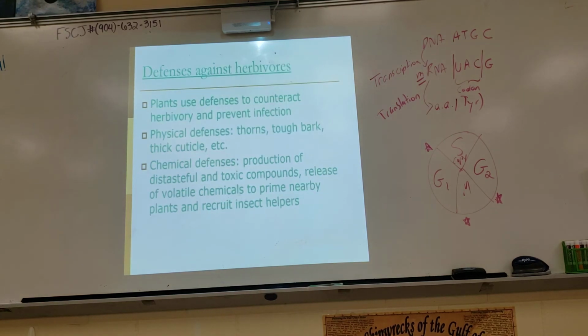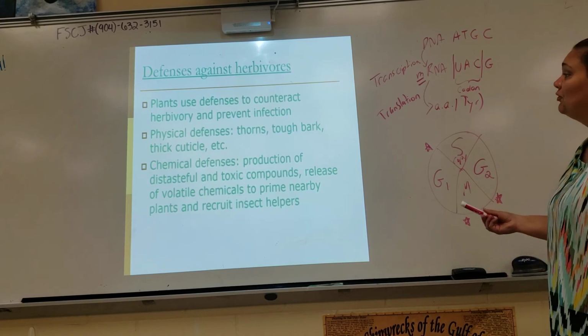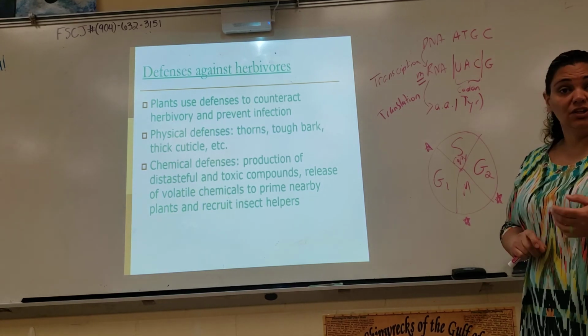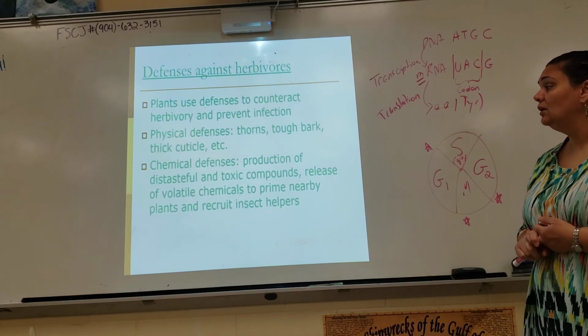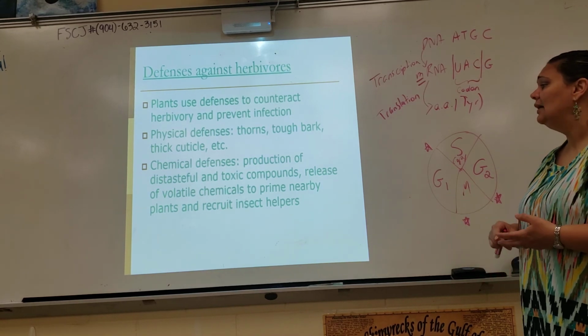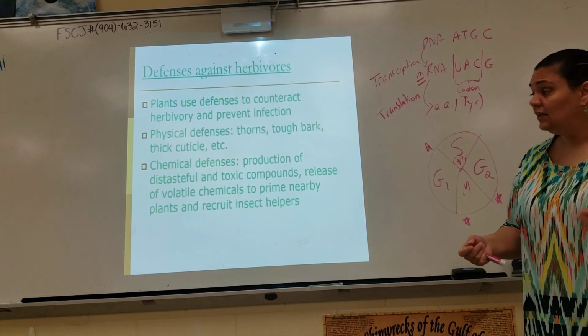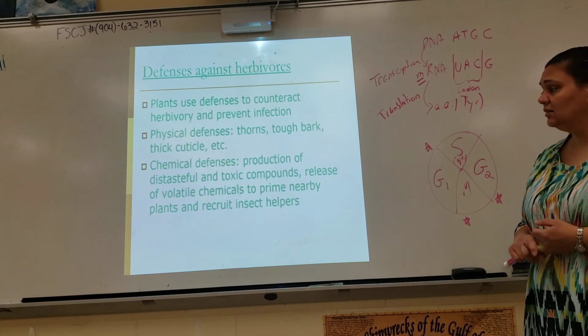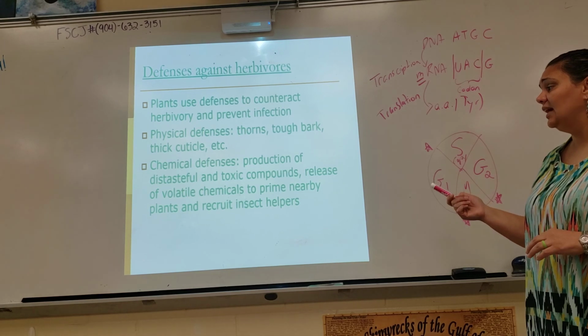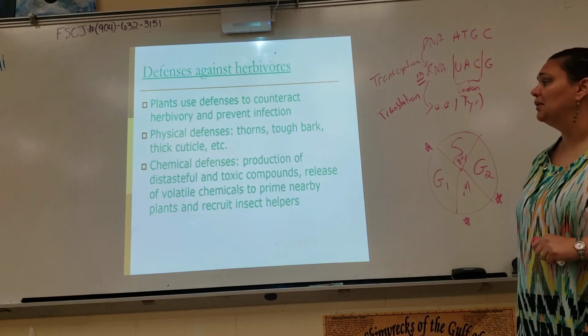So what kind of defenses can plants have against herbivores? Plants use defenses to counteract herbivory. We've talked about this, prevent infection. Some of them are thorns, having a tougher bark, thick cuticle. Some of the chemical defenses they have, we've talked about this, cinnamon, right? Having a distasteful taste or a toxic compound, poisonous. Release of volatile chemicals to prime nearby plants and recruit insect helpers. We've talked about those examples.